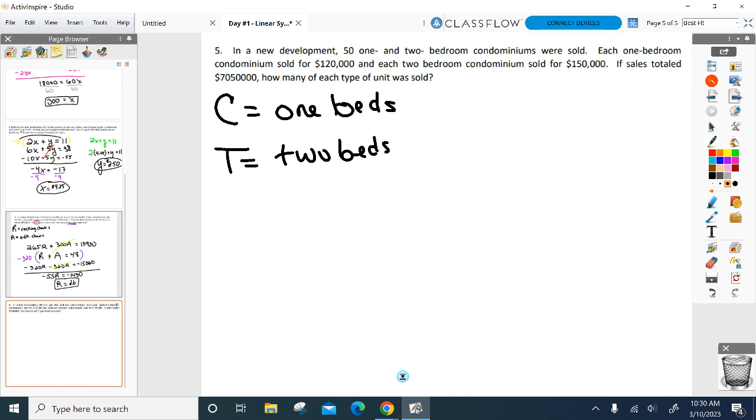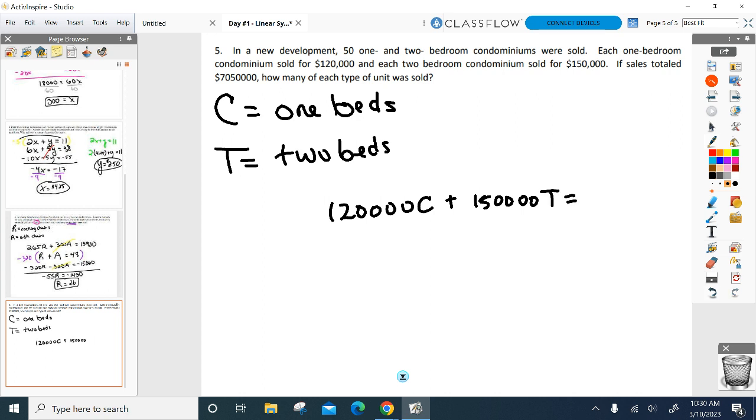All right, everyone ready? Money stays with money, right? So it costs 120,000, a lot of zeros, to make a one-bedroom. So for me, 120,000 C plus 150,000 T, and that totaled 7 million. Jeez, be careful of your zeros. Money stays with the money in the same equation.